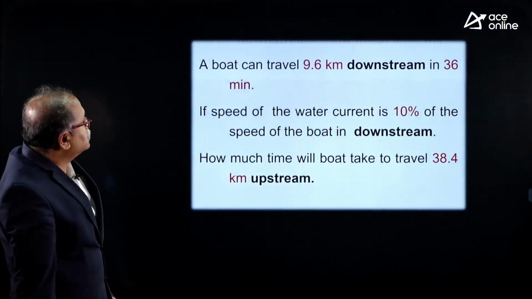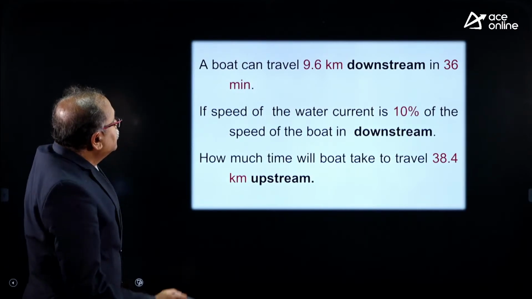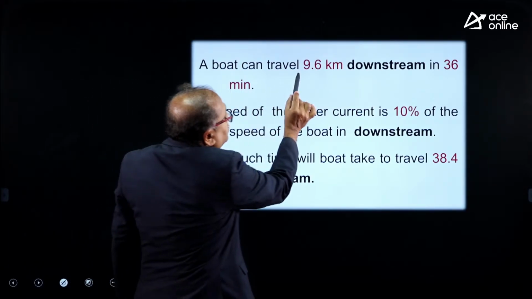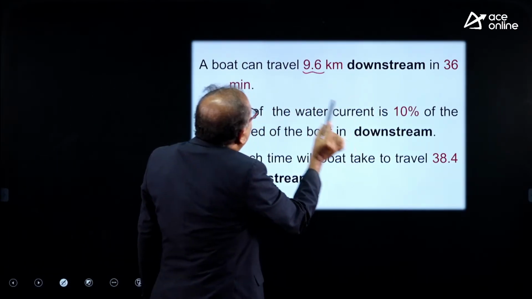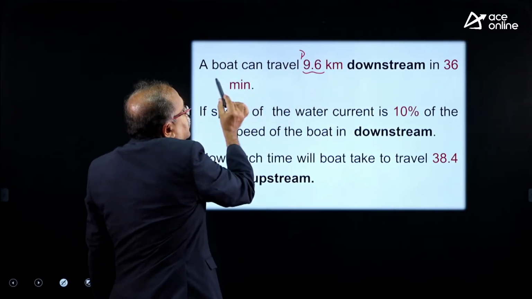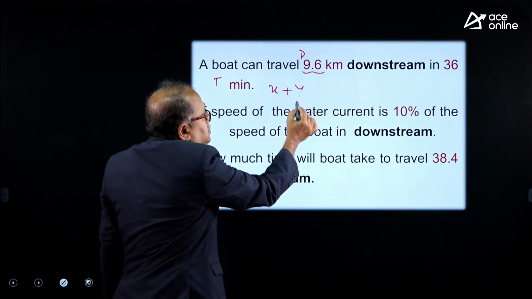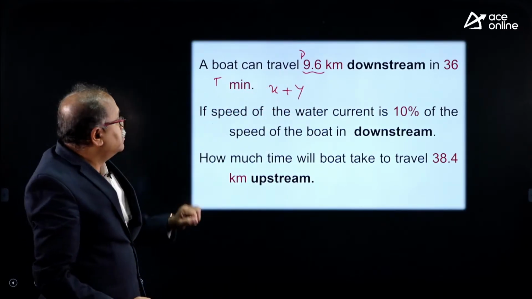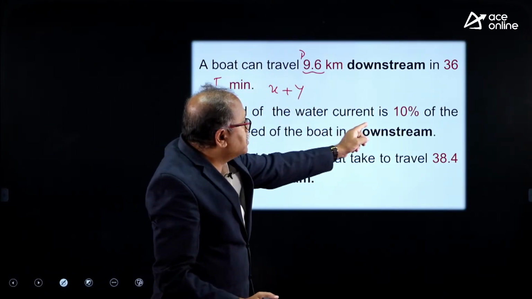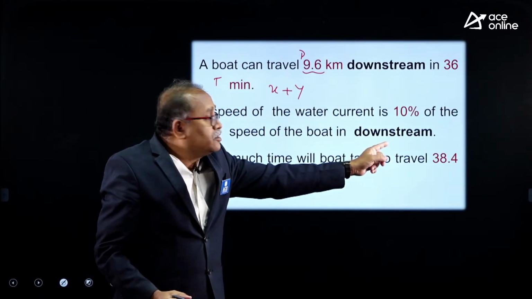Let me take it closer, and it is again the boats and stream. A boat can travel 9.5 kilometers downstream in 36 minutes. So, I have the distance and I have the time. So, I will be getting the downstream, which is nothing but x plus y from this statement. Next, the speed of the water current is 10% of the speed of the boat downstream.